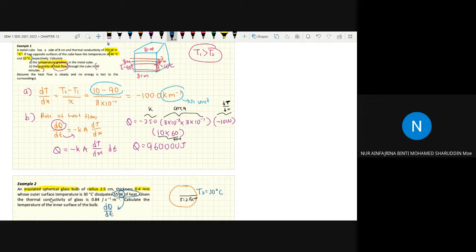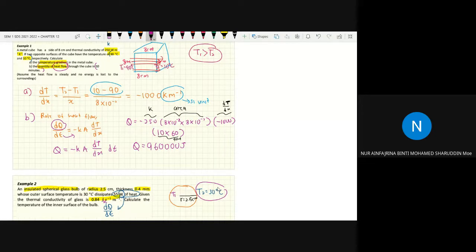Lepas tu dia cakap given the thermal conductivity. Okay, ni tak apa. Ni adalah K dia sahaja. Calculate the temperature of the inner surface of the bulb. So, maksudnya kita nak calculate T1. Okay, outer dia adalah 30 degree Celsius.